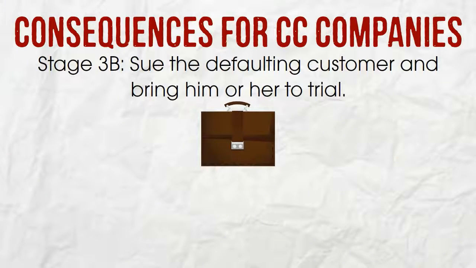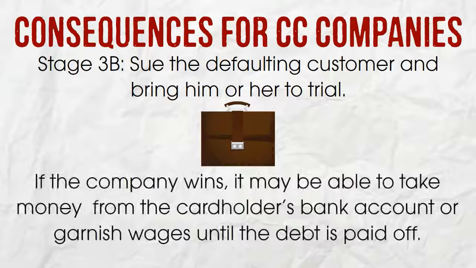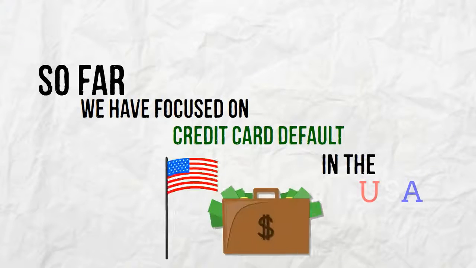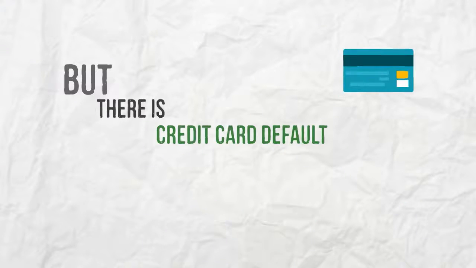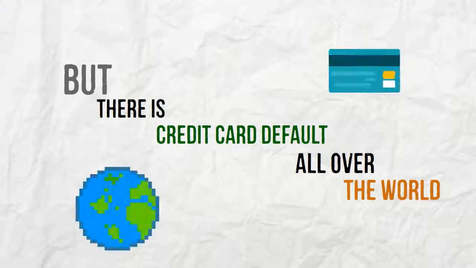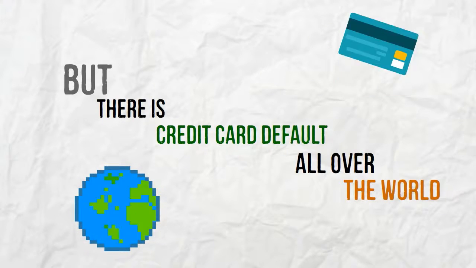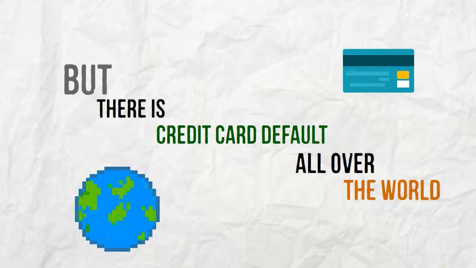Another possible outcome is the company actually sues the defaulting customer to bring him or her to trial. If the company wins, it may be able to take money directly from the cardholder's bank account or garnish wages until the debt is paid off. So far, we focused on credit card default in the USA, but there's credit card default all over the world, and in particular, the data that this project uses deals with credit card default in Taiwan.